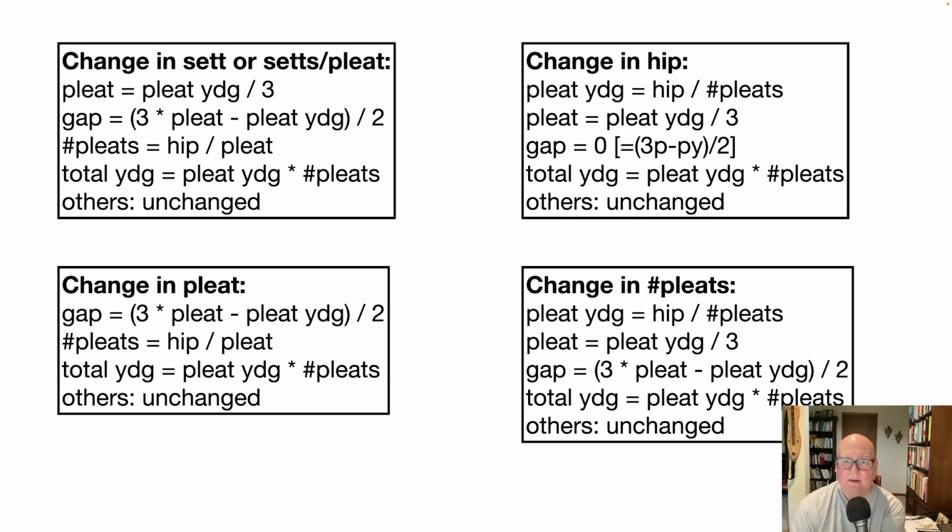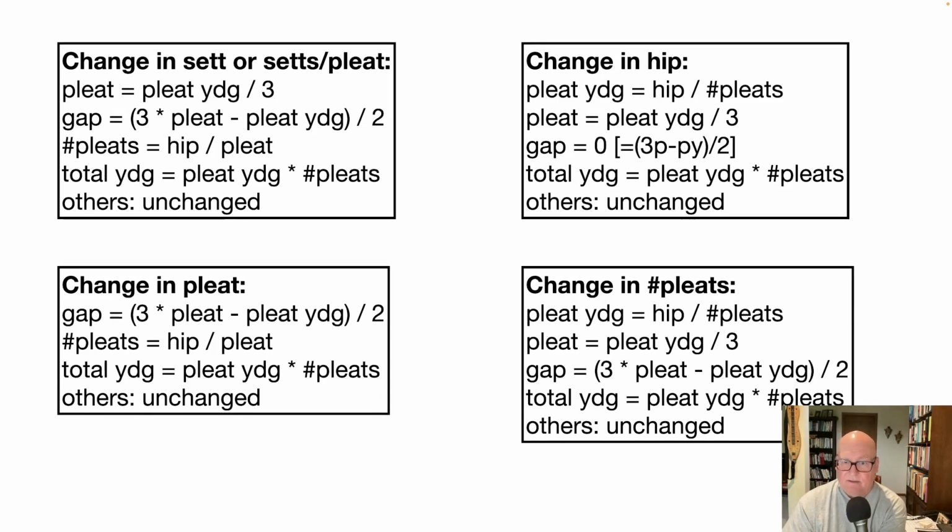All right. Now, if we change pleat, so change in pleat, we recalculate the gap. We recalculate the number of pleats because pleat has changed, so the number of pleats changes. It may not come down to an even number, in which case we've got to do something. That's kind of an unacceptable result. Total yardage is the same as it always is, pleat yardage times the number of pleats, and the others are unchanged.